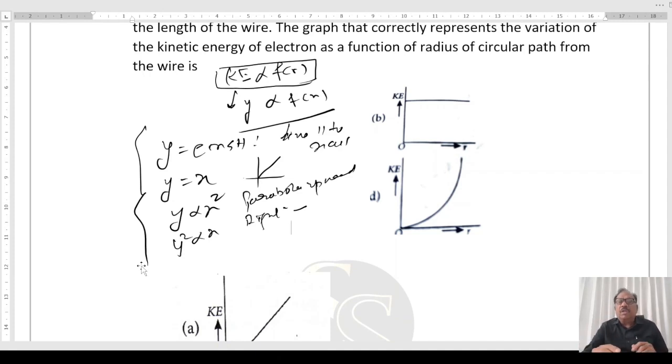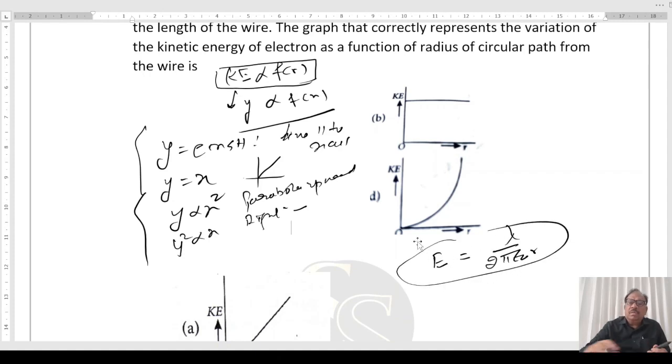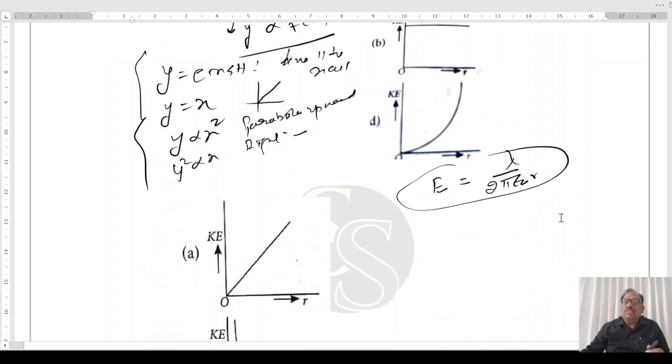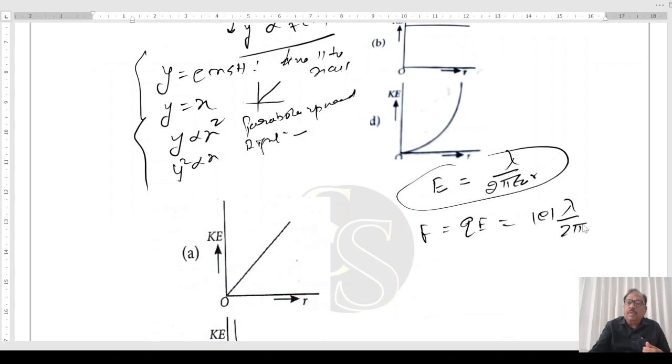We have to develop the relation between these. You know, the electric field due to an infinitely long charged straight thread is lambda upon 2 pi epsilon naught r, and the force is equal to Q into E. The electron is moving, with electronic charge e, and the force is lambda e upon 2 pi epsilon naught r.